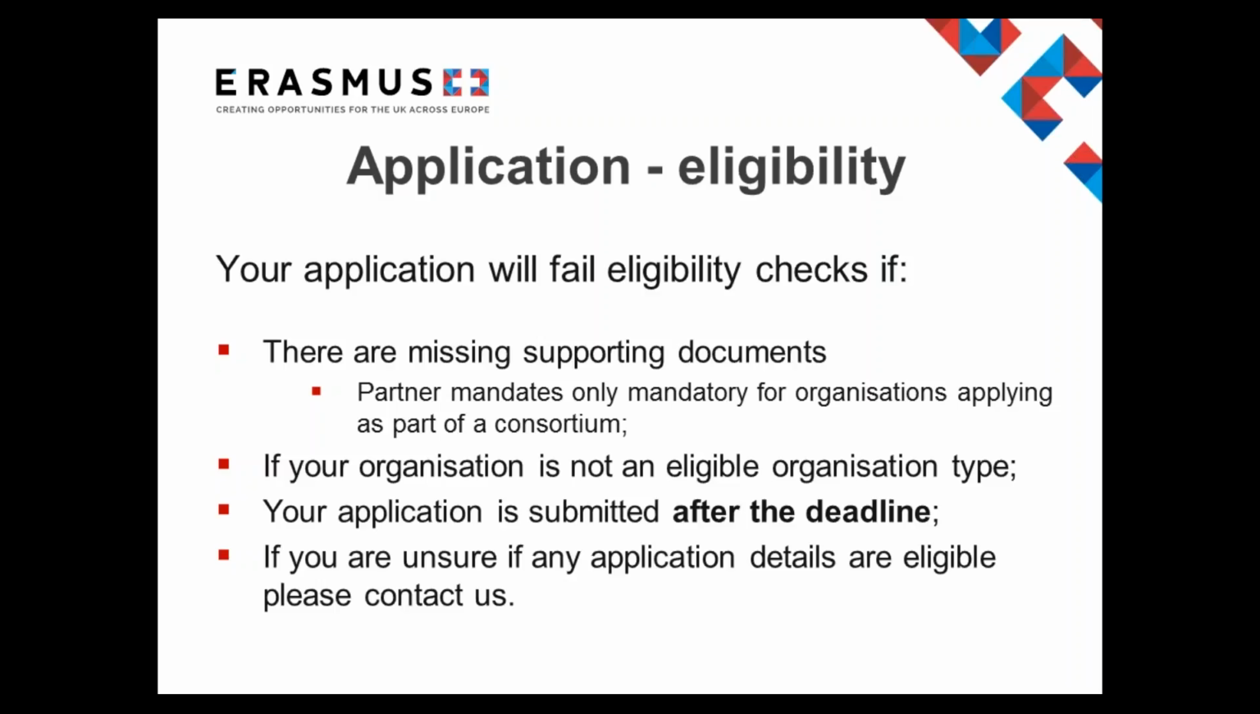If you're applying as part of a consortium, you will require that declaration of honour, but you will also require the partner mandates for the organisations in the consortium as well. Your application will be ineligible if your organisation is not eligible, and you can have a look on eligibility on pages 35 to 52 of the 2017 programme guide.